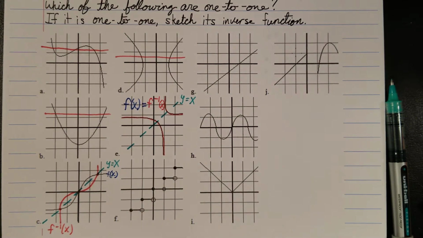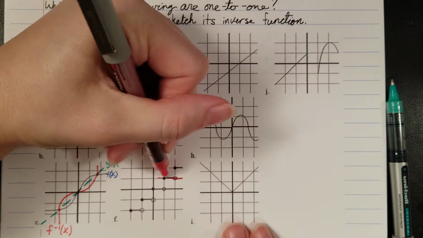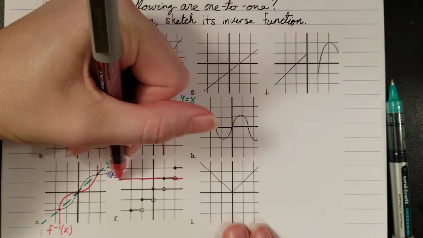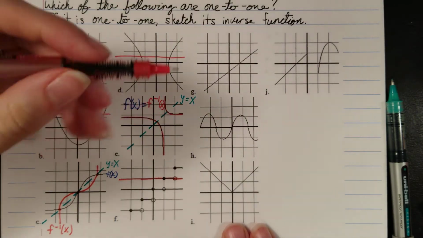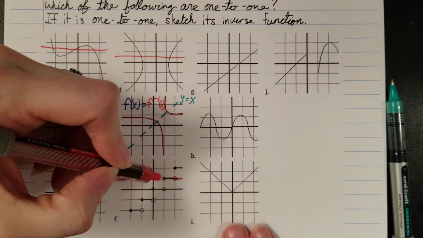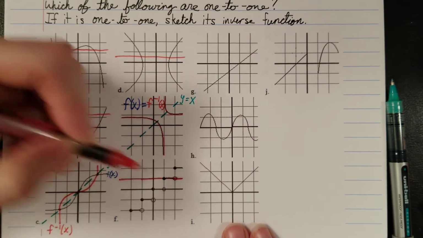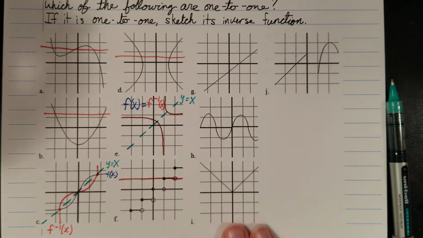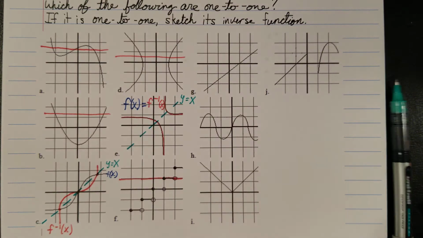Graph F is not one-to-one, so if you draw a horizontal line on top of one of those little horizontal line segments, then your horizontal line is touching that line segment in multiple points all across there. So that's not one-to-one. G is one-to-one.